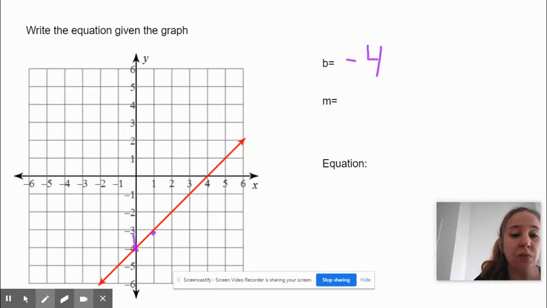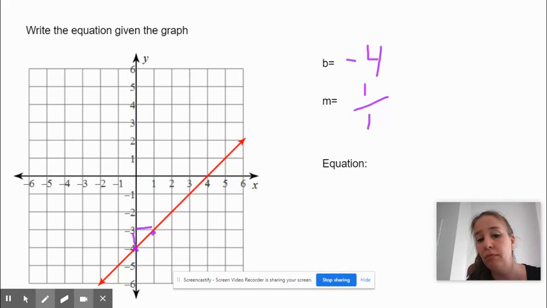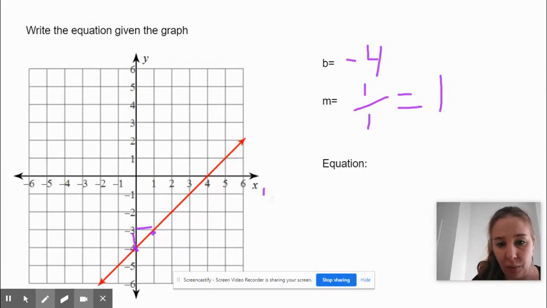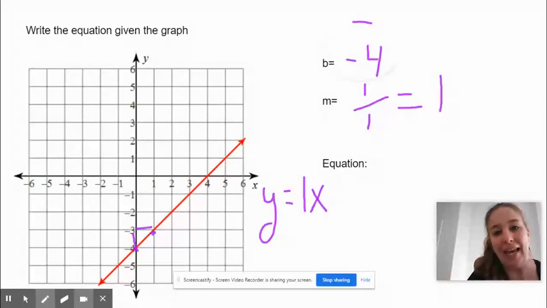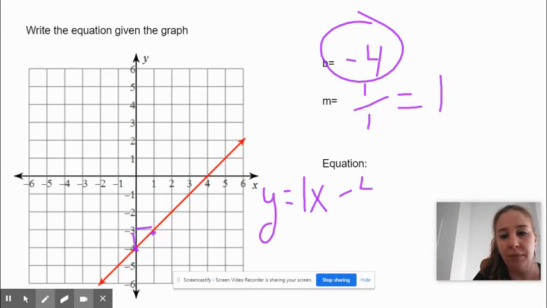I'm going to rise 1. I'm going to run 1, making my slope 1/1. Of course, that could be simplified to just straight up 1. Cool. Here's the thing. We've got y equals, my slope is 1x, plus b is really a -4, so I'm going to put -4.